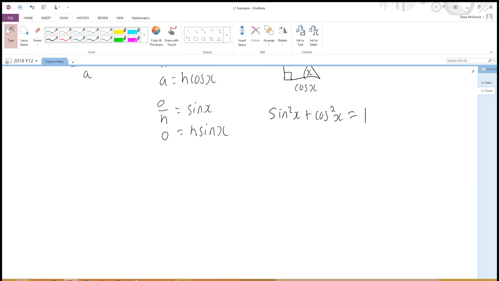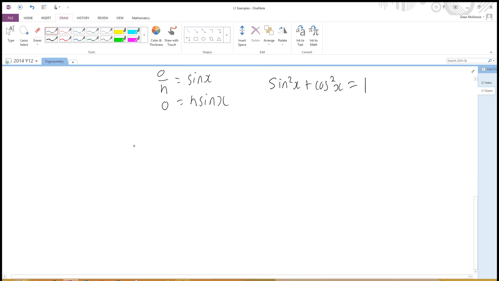Okay, from that, there's also another thing that you should remember, and I'll get you to go over them, and that is when you've got a 30-60 triangle. If you've got a 30-60 triangle, you should know the ratios of all those sides, but we'll go over that at a later date.